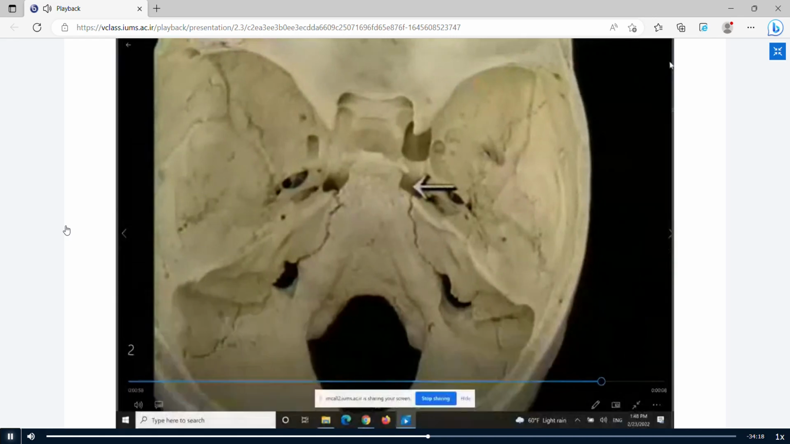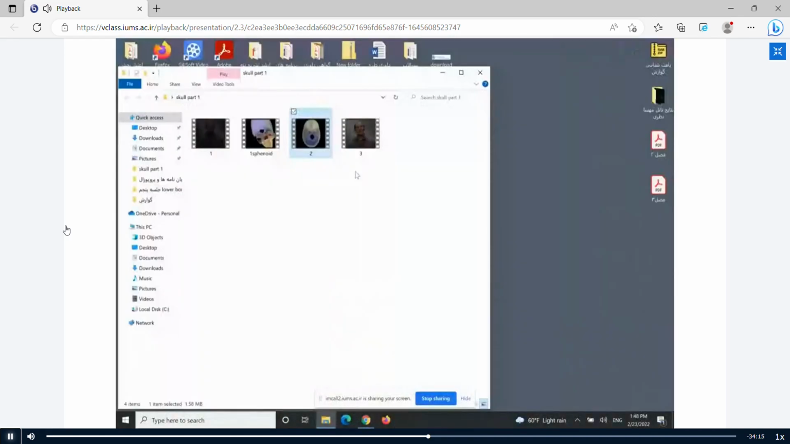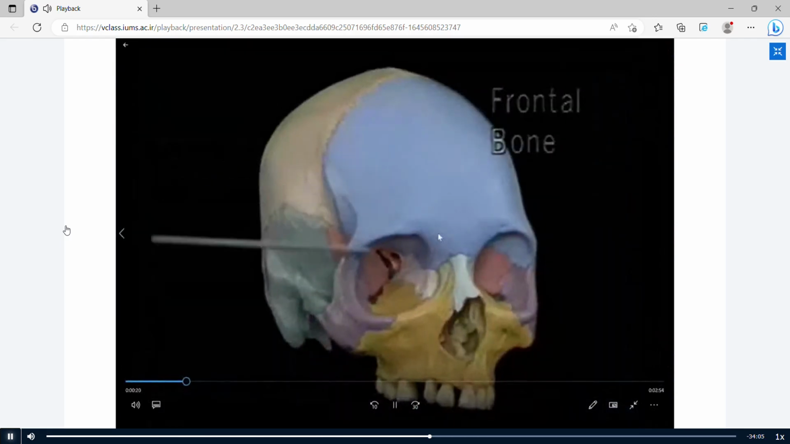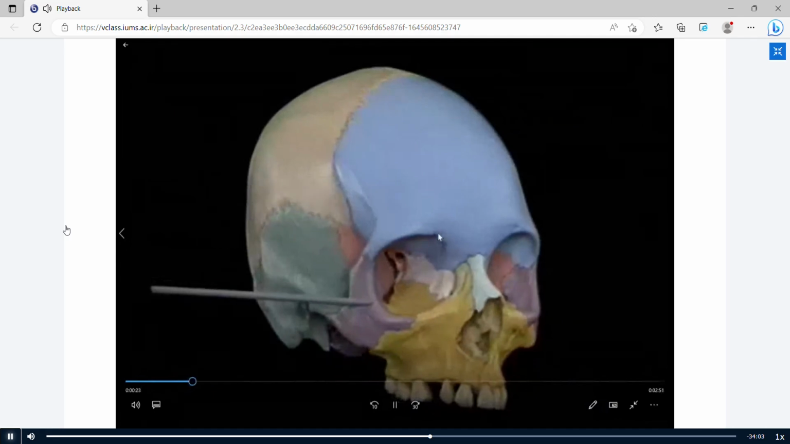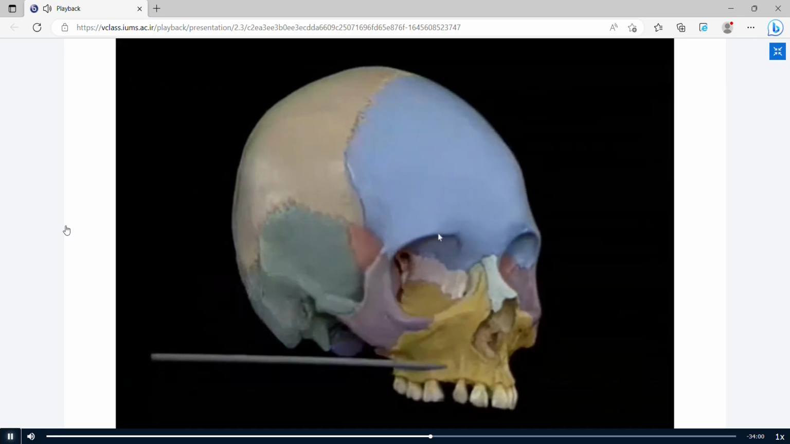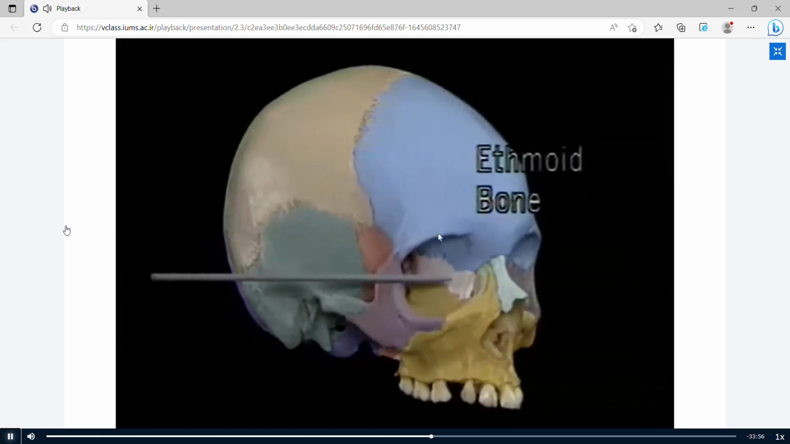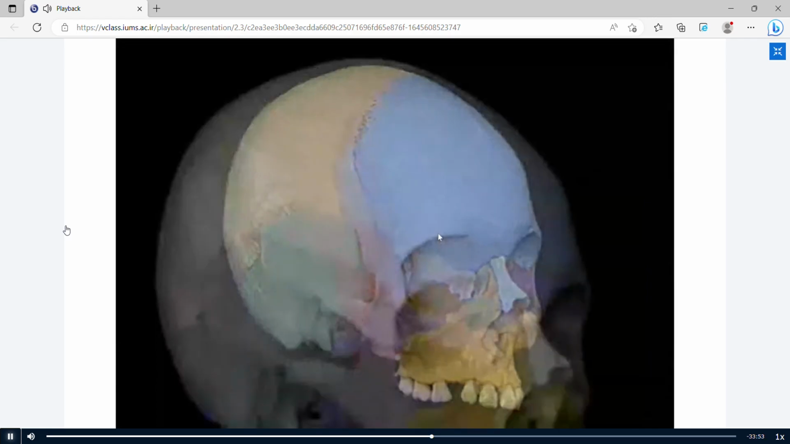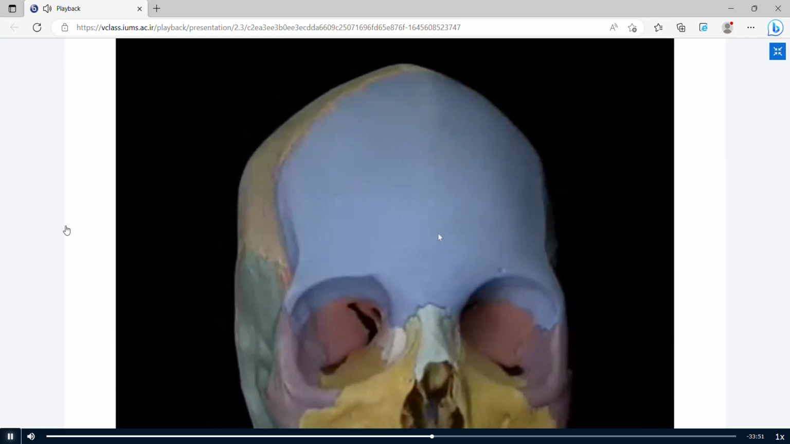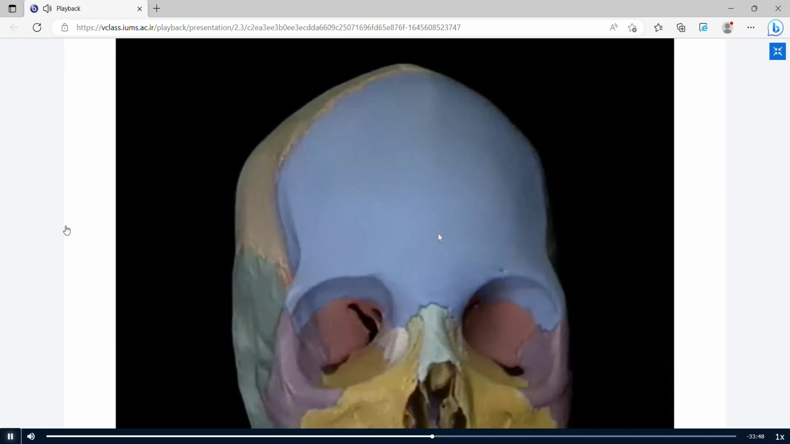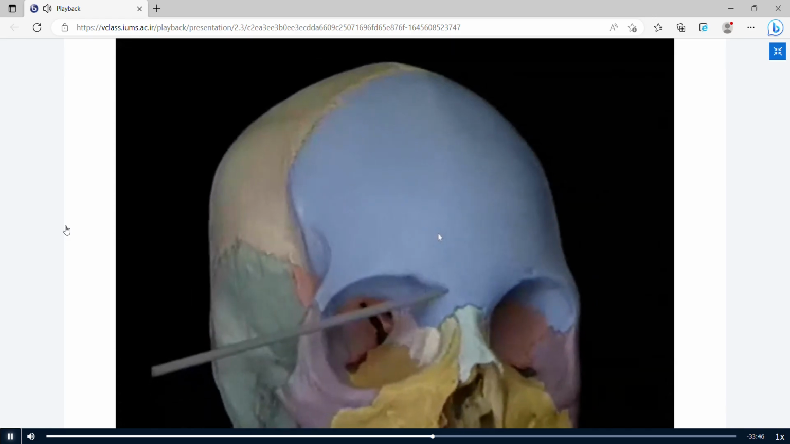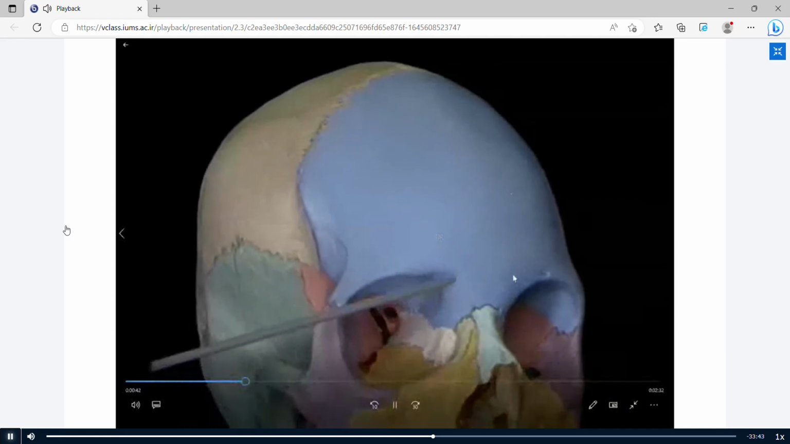Now that we've looked at the shape of the skull, there are the frontal and zygomatic bones, the maxilla, the sphenoid bone, and the ethmoid bone. The frontal bone is a very large bone. The lower part of the frontal bone forms the beginning of the root of the nose, the upper part of the orbital margin, a small part of the temporal fossa, and a large part of the roof of the orbit.